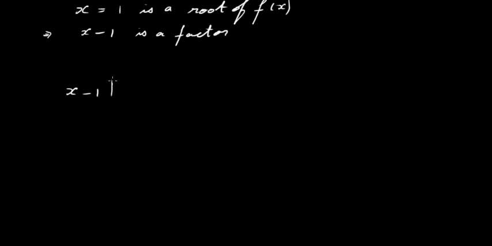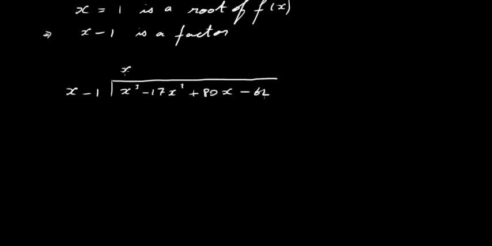So we take our x minus 1 and divide that into x cubed minus 17x squared plus 80x and minus 64. We know this is a factor, so if we divide it in, it'll give us our other factor up here. So let's do that.